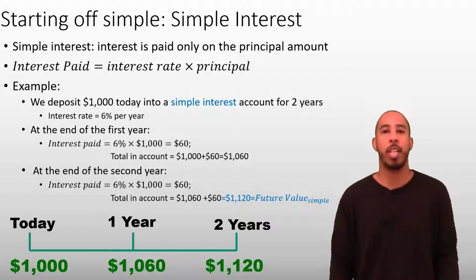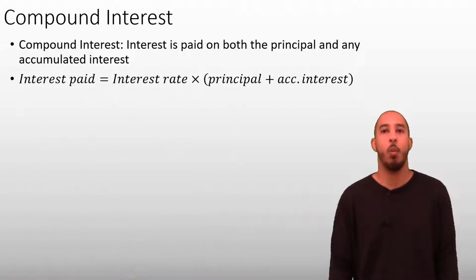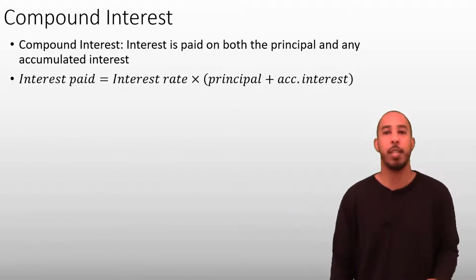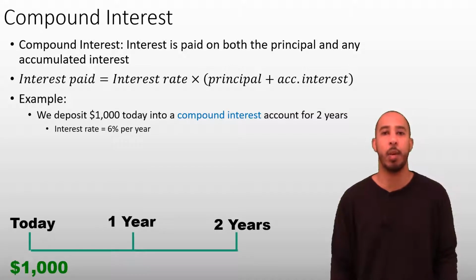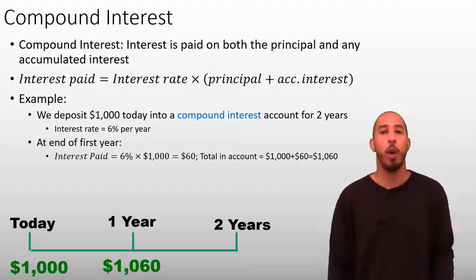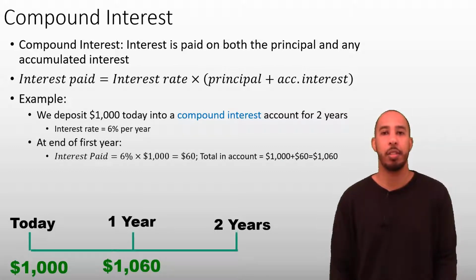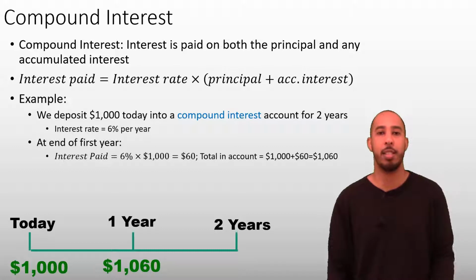Now let's work another type of problem with another type of account, one that pays compound interest instead of just simple interest. With compound interest, interest is paid both on the principal invested and on any interest that's been paid in the past. We can do another example to illustrate how this is going to work. So assume we deposit $1,000 today into an account that pays compound interest. As before, we let the money sit in the account for 2 years with an interest rate of 6% per year. After 1 year, we'll earn $60 in interest, bringing our account balance up to $1,060.